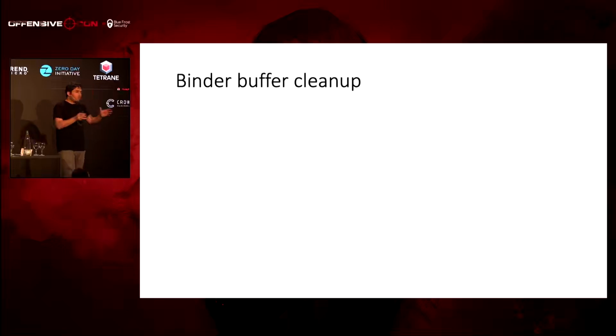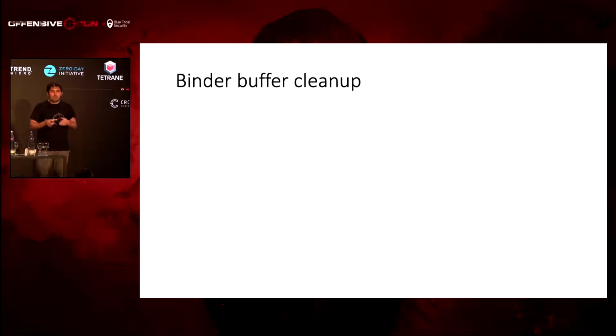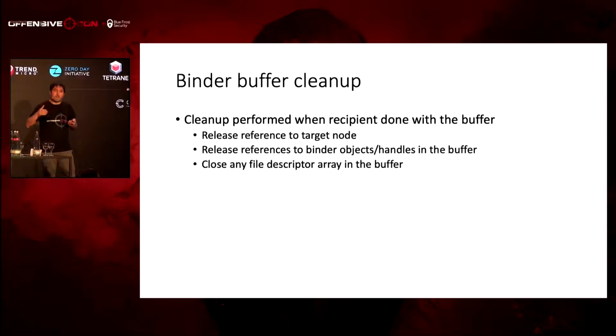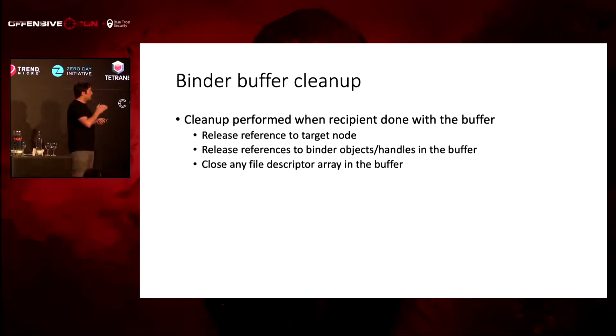So, okay, we have this buffer. We send this buffer around, and there are some objects in there. And then when we're done with the buffer, the driver has to clean this up somehow. So when we give it back, the driver will take a look and see that there is a target node. So who did we send the transaction to? And it will drop a reference on that. Then it will check all the objects in the buffer and release any references that are in there. And the same will go with file descriptor arrays. It will just close every file descriptor in there.